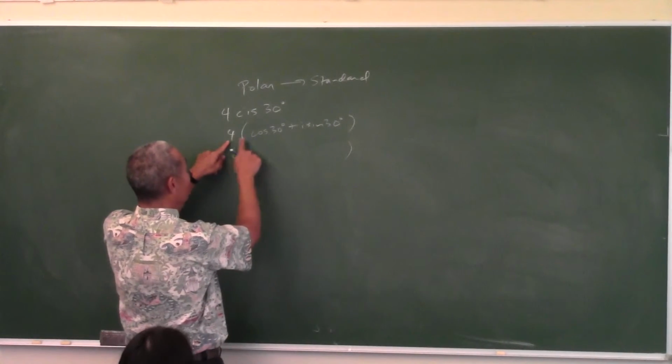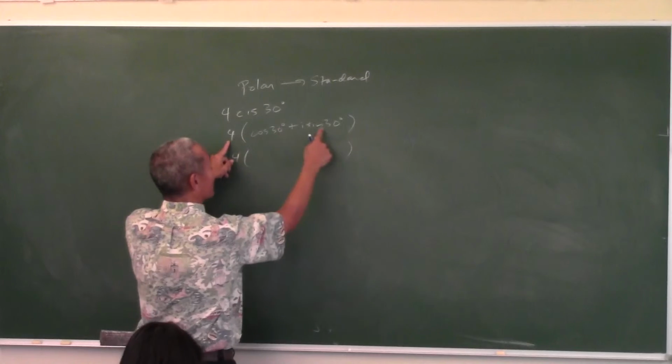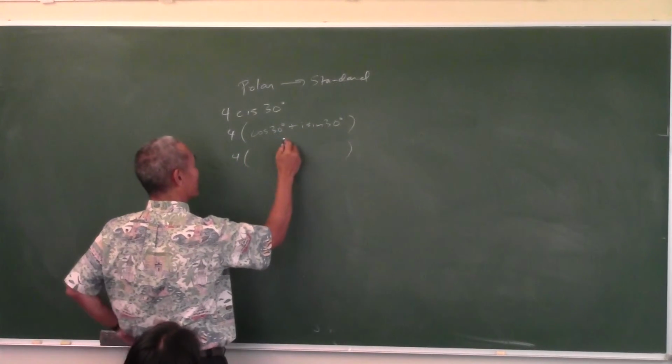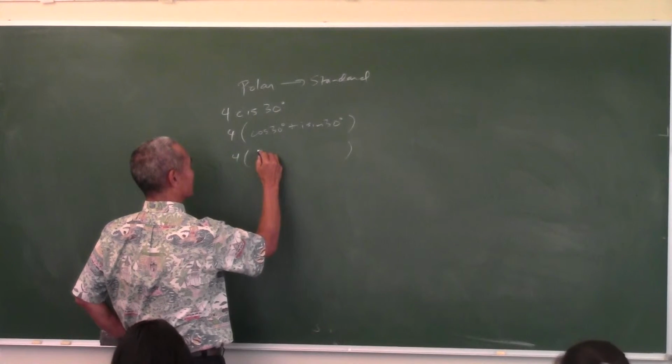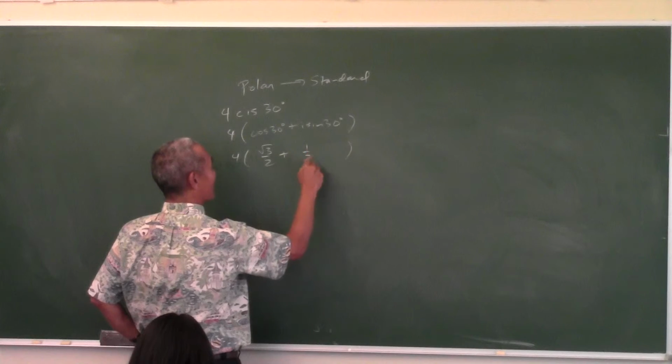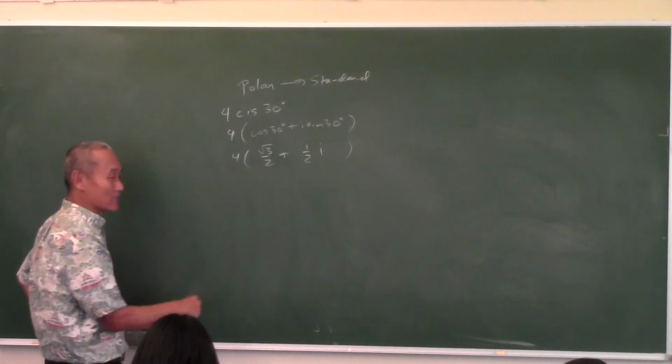See, look, R cosine theta is X. R sine theta is Y. It's exactly the same thing as what we learned. Okay, what is cosine of 30 degrees? Okay. What is sine of 30 degrees? 1/2, and then we put the I. You always put the I with the sine part.